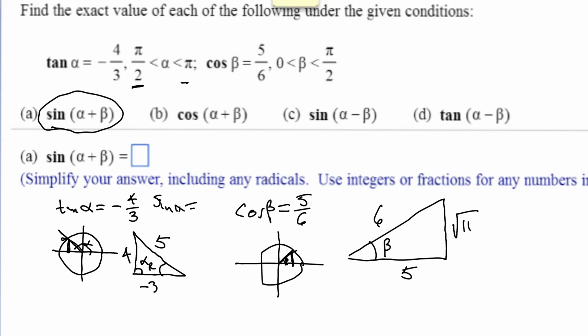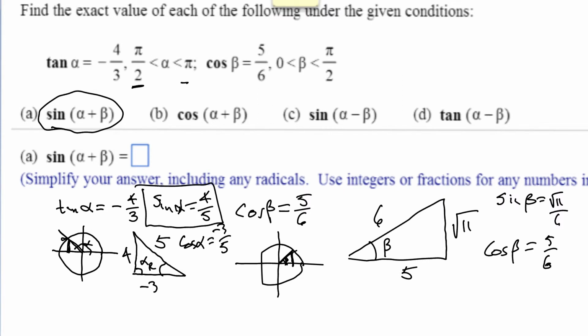The sine of alpha is going to be 4/5. The cosine of alpha is going to be minus 3/5. The sine of beta is going to be square root of 11 over 6. And the cosine of beta is going to be 5 over 6. And we already knew that.